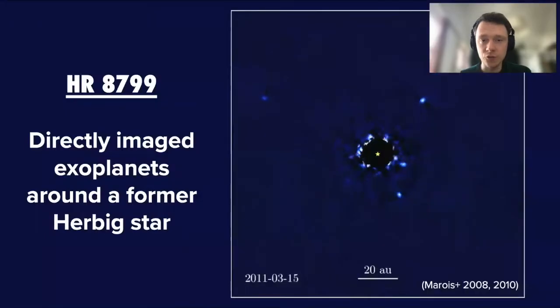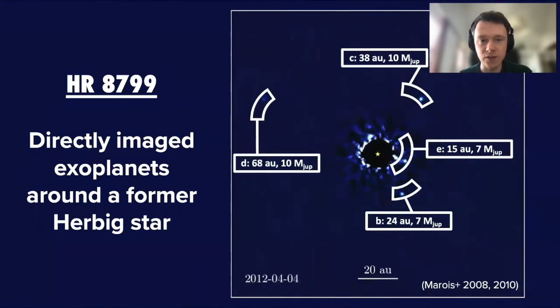We know that planets do form around these stars. This is one of the most famous examples, HR 8799, around which 4 directly imaged exoplanets have been found, and this is a former Herbig star. And all 4 of them are at large distances and are quite massive. It is still unclear how these planets can form.